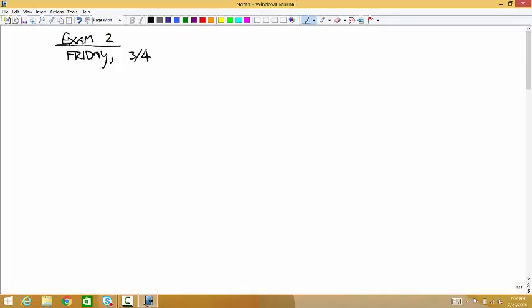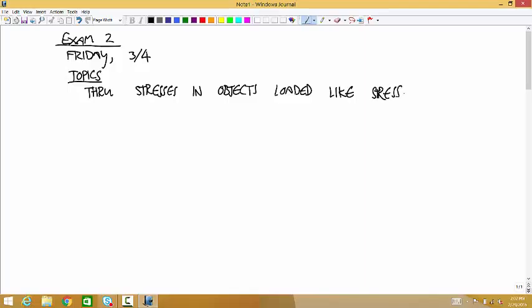And for us, did I say what topics it was going to cover? No. Okay, right. No internal loads. So the topics are through stresses in objects loaded like stress elements. So that's no internal loads. And the stuff that we're doing now is internal loads.